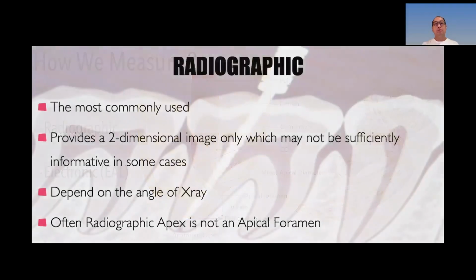So let's see if we want to determine working length using an X-ray, because it's the most commonly used, but we need to understand it only provides a two-dimensional image, which may not be sufficiently informative, because sometimes it also depends on the angulation. It can be shortened or lengthened, so it is not 100% accurate. And one thing for sure, the most important one, is that the radiographic apex that we see on the X-ray as a guide for our working length will not always be the same as the apical foramen.